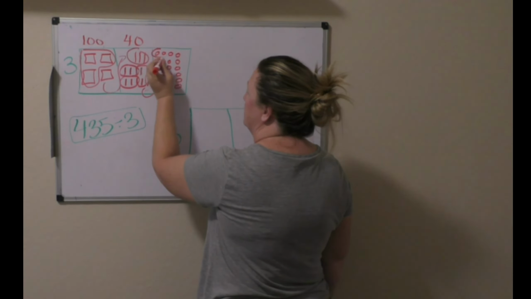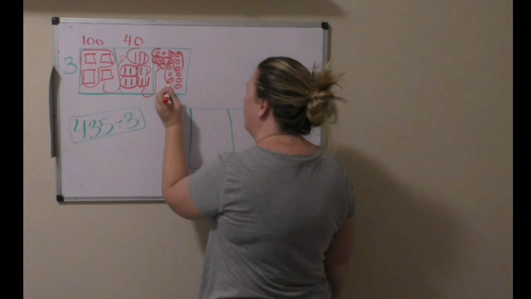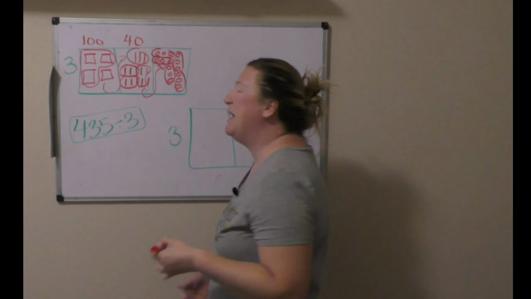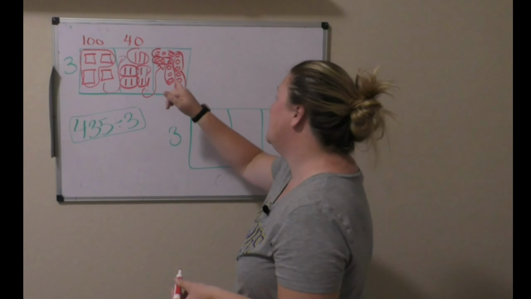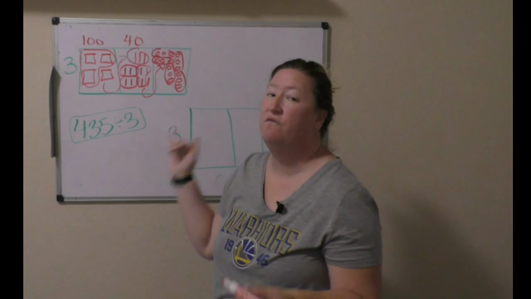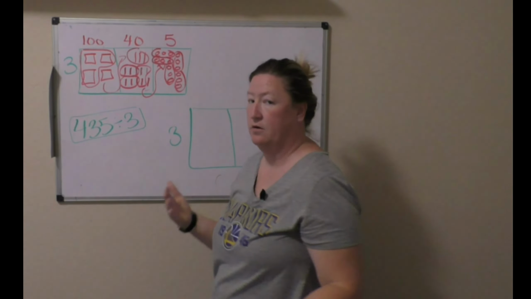So I have 1, 2, 3, 1, 2, 3, 1, 2, 3, 1, 2, 3, 1, 2, 3. I have nothing left over, so I don't have a remainder. But I do have 1, 2, 3, 4, 5 groups of 3. So I'm going to put my 5 up here.